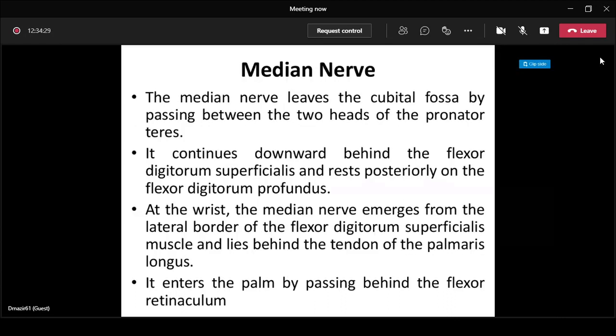So after the cutaneous supply, the muscular supply, and the main nerves which are involved in the function of the hand and the fingers. Now we are coming towards this.